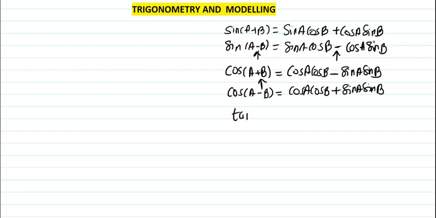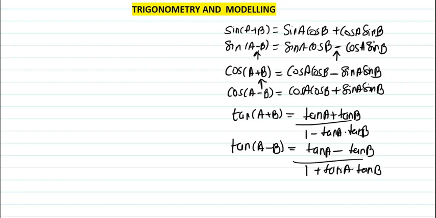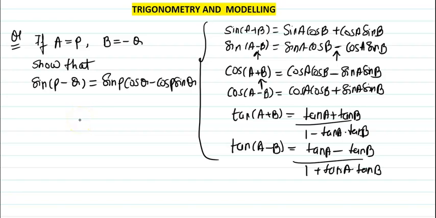And we can learn tan as well. Tan A plus B is tan A plus tan B over 1 minus tan A times tan B. This dot means multiply. And the last one is tan A minus B equal to tan A minus tan B over 1 plus tan A times tan B. Is that okay?